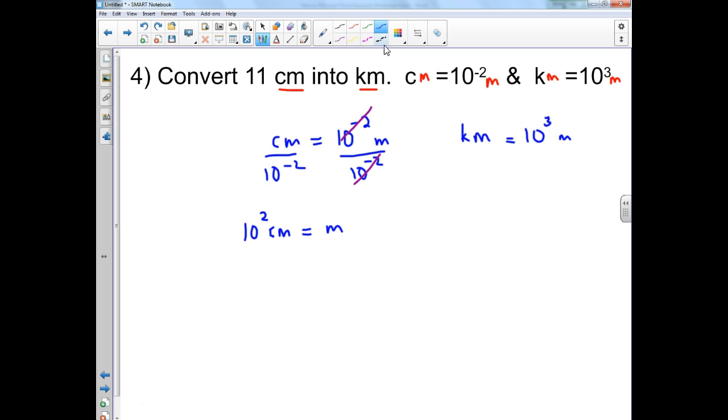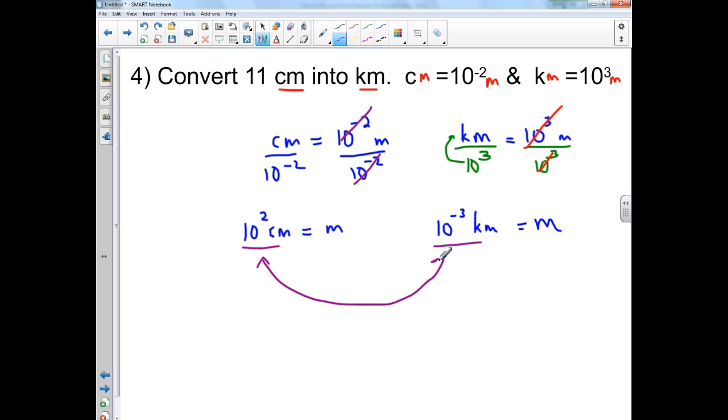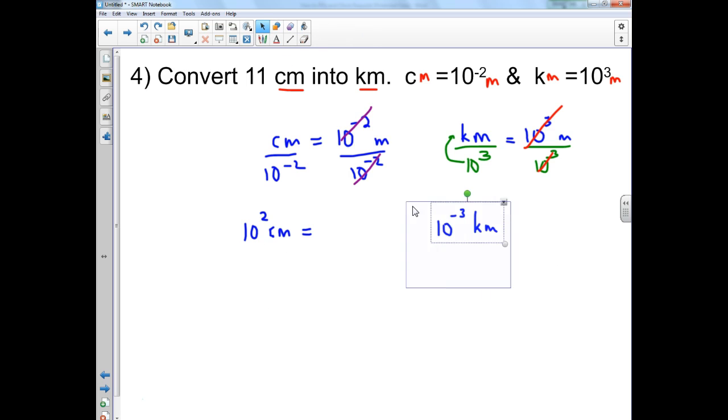And then over here, I can divide both sides by 10 to the positive 3. And this comes up as a negative exponent. I flip the sign from positive to negative. So 10 to the minus 3 kilometers equals, the 10 to the 3's cancel, and I'm left with just meters. So look at that. If this is equal to a meter, and that's equal to a meter, then these things are equal. So now I know what my equation should look like. I take away the meters, and I set these two things equal to each other. Like that.